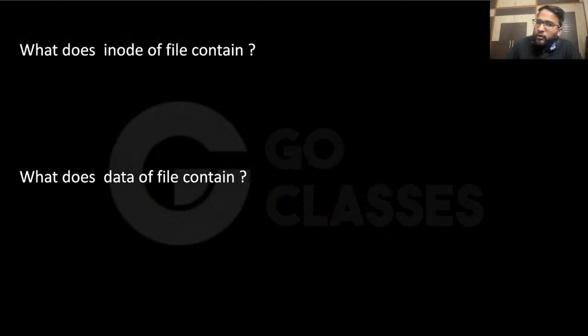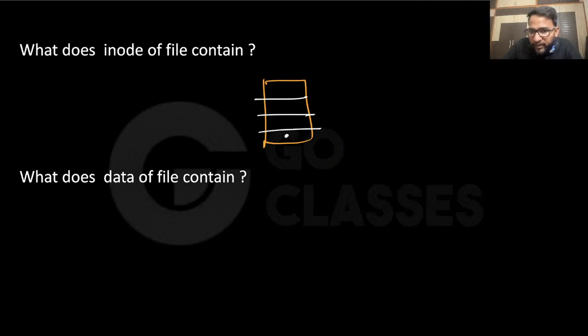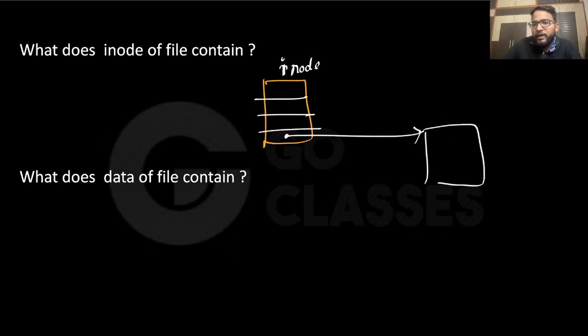Now, what does the inode of the file contain? The inode of the file contains the metadata, right? Metadata means the location and everything. And one of the fields in the metadata, this is the inode which contains the metadata, will be a pointer to the actual data, right? This is the real data. So this is how the file inode will look. This whole thing is called metadata. One of the fields could be just a pointer to the actual data.